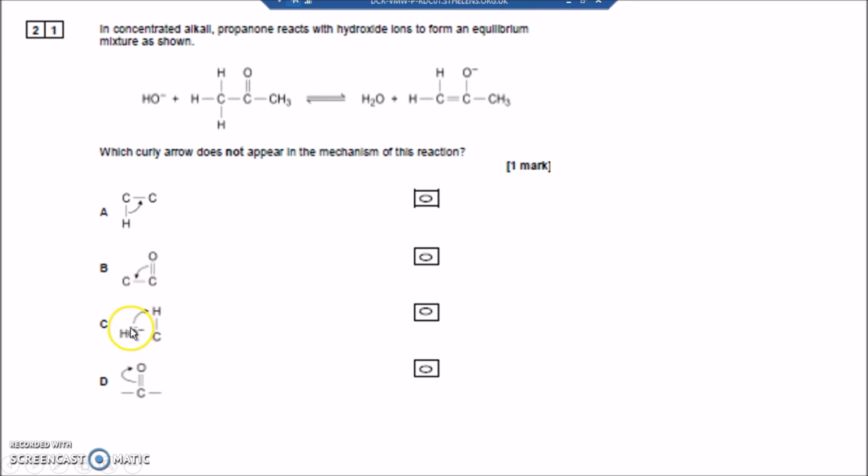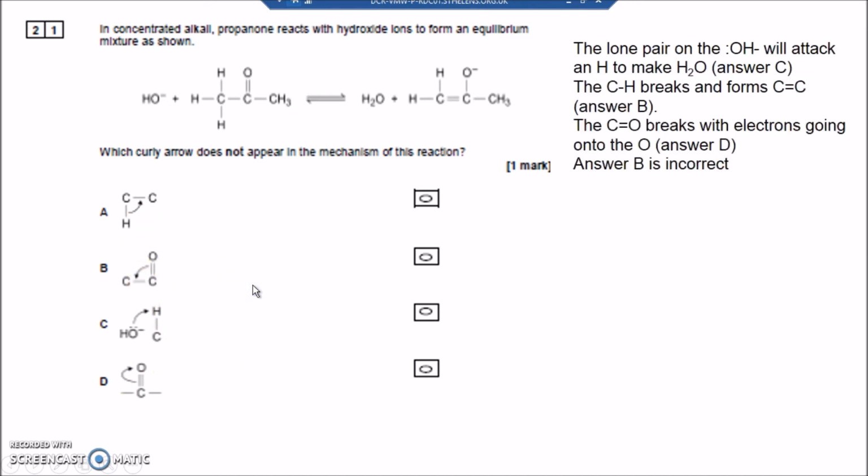Let's just check the others through. A, a lone pair of electrons attacking the H. Yes, that lone pair of electrons is attacking that H. It's the other way up, they've moved it upside down for some unknown reason. But the OH minus with the lone pair of electrons is attacking the H there to make the water. And the double bond breaking, with the electrons going onto the O and making an O minus and a double bond into a single bond, is clearly correct. And that will happen because the O is electronegative and withdrawing the electrons in that direction anyway. So your answer that's incorrect is clearly B.